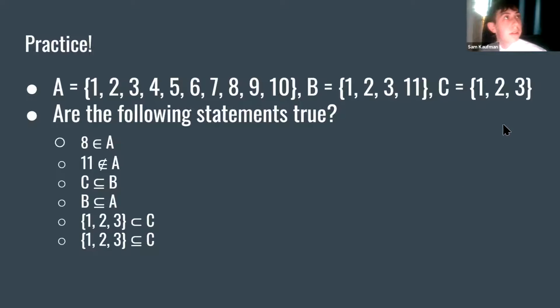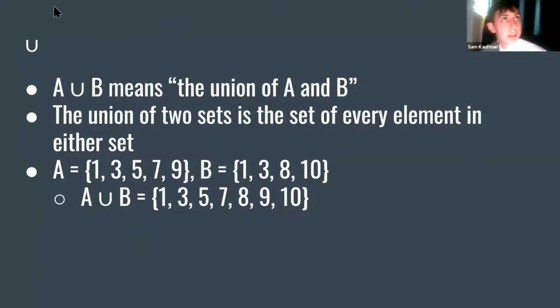All right. This next symbol means union. This is just a U, means union. We read this as A union B, or the union of A and B. And it means the union of two sets. It's a set of every element that is in either set at least once.